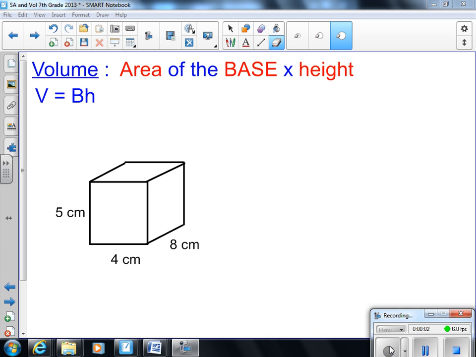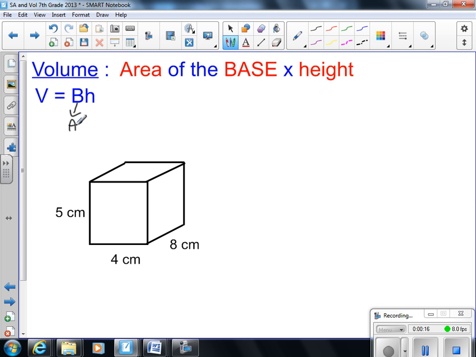So first thing today is we're going to look at volume of three different kinds of shapes: rectangular prisms, cylinders, and triangular prisms. Now I want you to remember volume as being the area of the base times the height. That's what this capital B means, the area of the base. So in this case, our base is this part right here, a rectangle. What are the dimensions of that base?